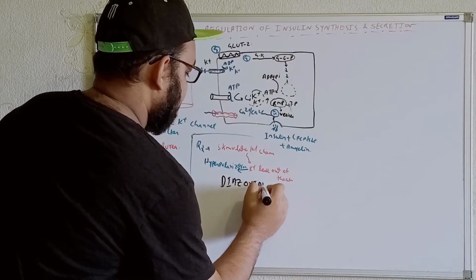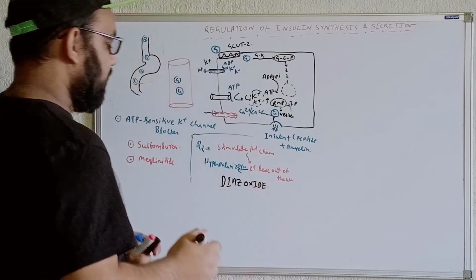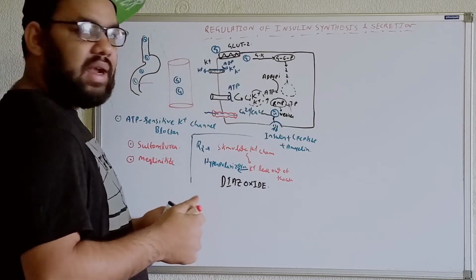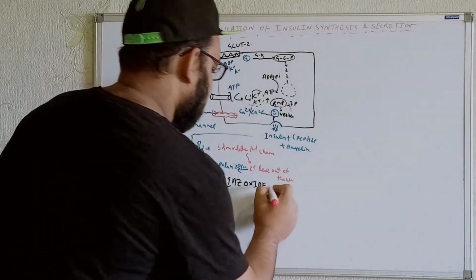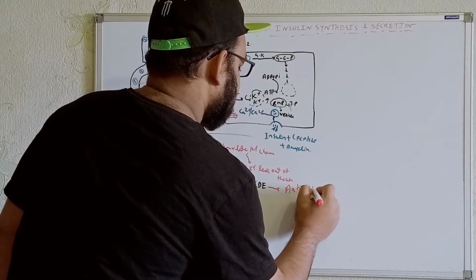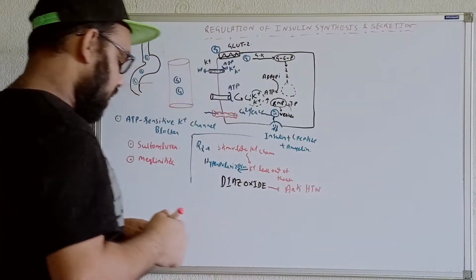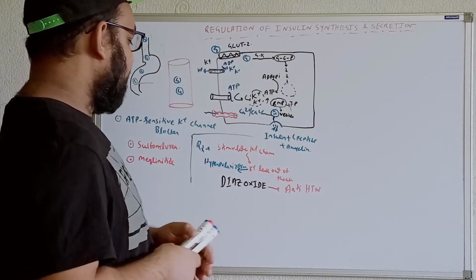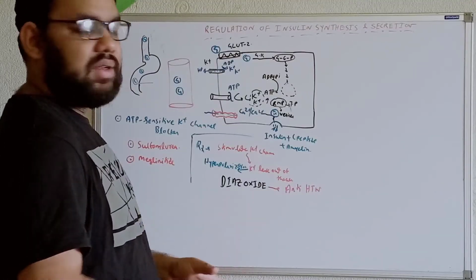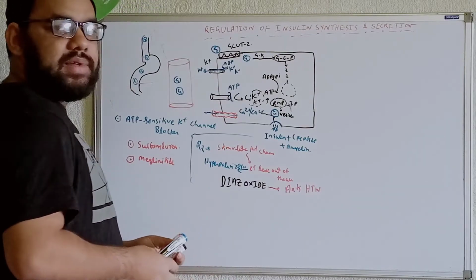So diazoxide, what will it do? Its main function is that we use this drug as an antihypertensive drug, right? Why? Try to understand from here. Now, what will it do? It will also activate the potassium channel that is present within the blood vessels, or within the smooth muscles, right?